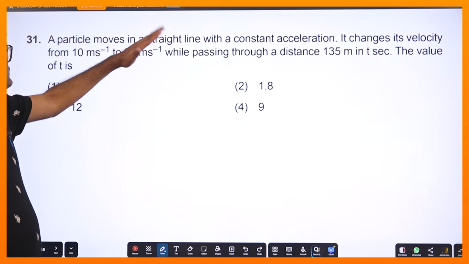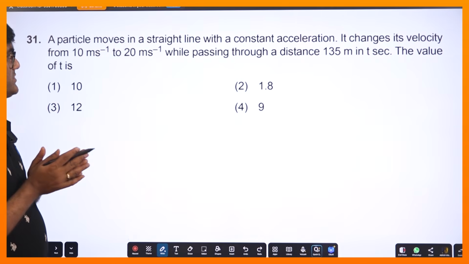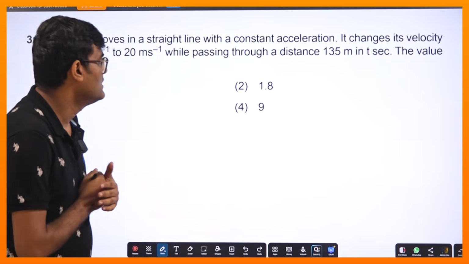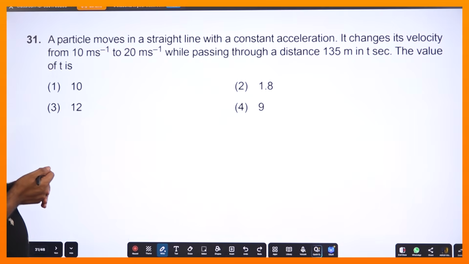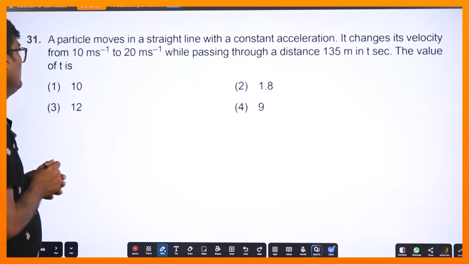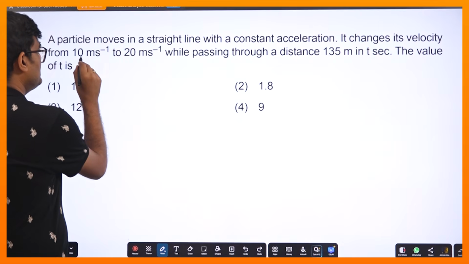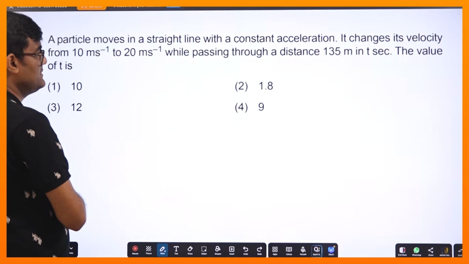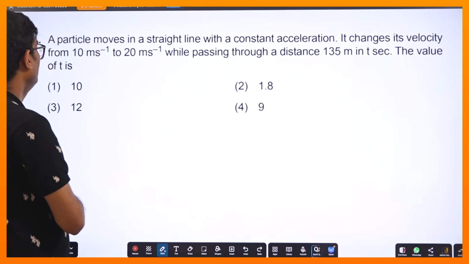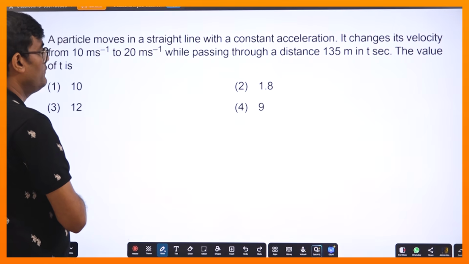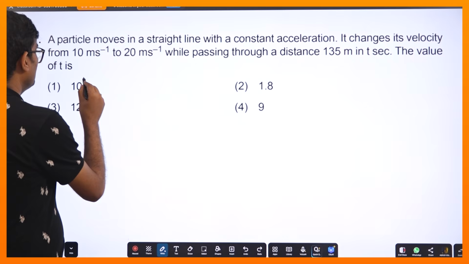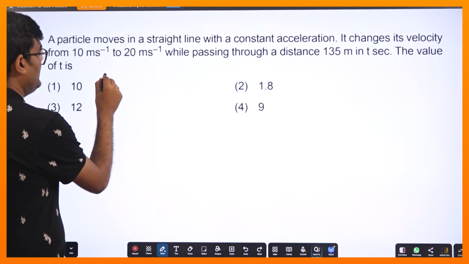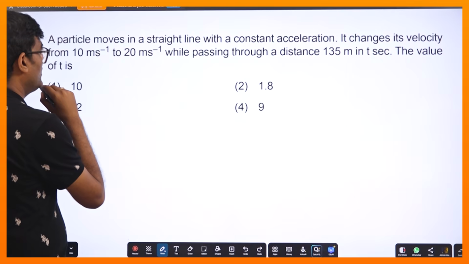A particle moves in a straight line with a constant acceleration. It changes its velocity from 10 to 20 while passing through a distance of 135 meter in t second. Right? So its velocity changes from 10 to 20 over a distance of 135 meter. So I can say v is equal to u plus at, but acceleration is not known.